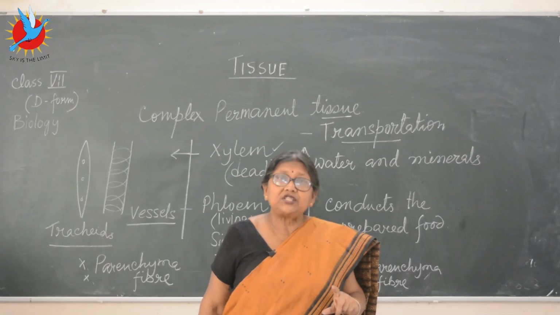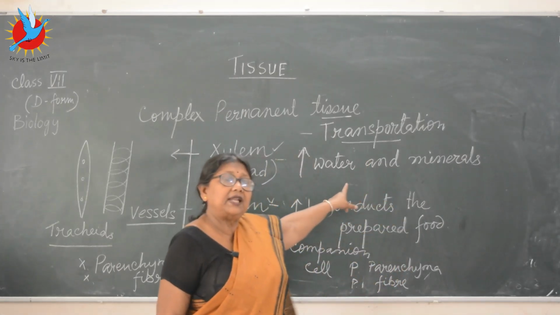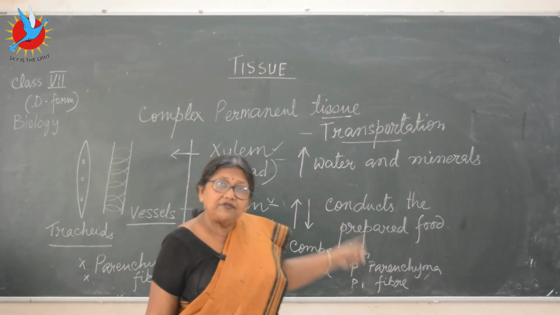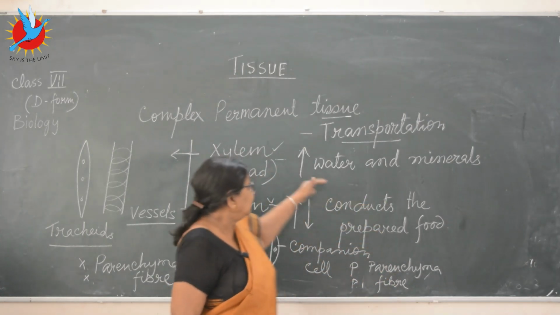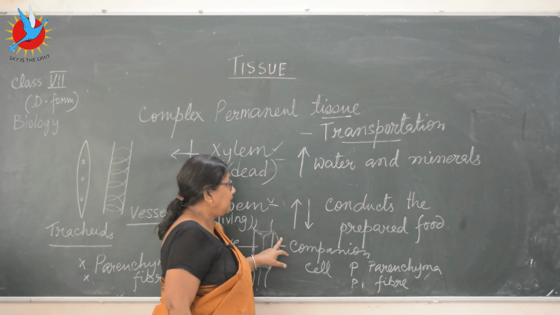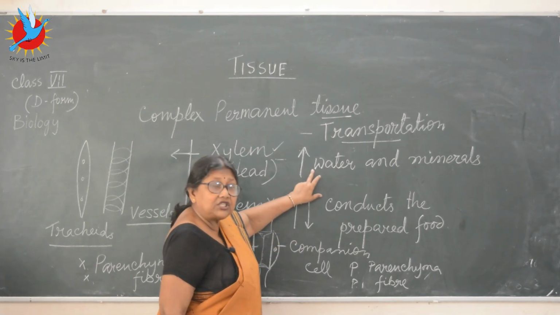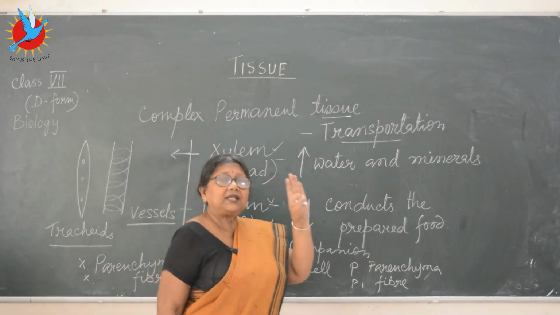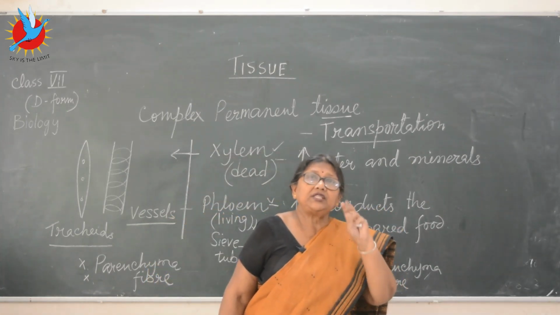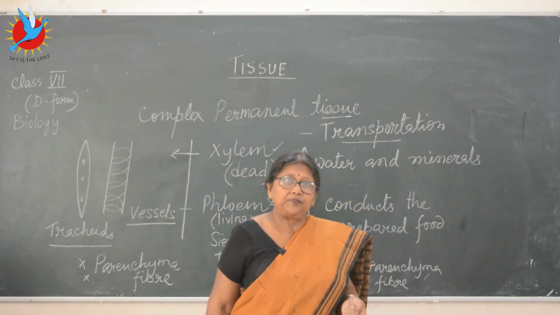Name of the cells of the conducting tissue: xylem and phloem. What is the function? Conduction. What is the difference? Xylem is dead, phloem is living. Xylem has only upward conduction, phloem has both ways conduction of food. That's the basic classification, name, structure and function of the plant tissue.